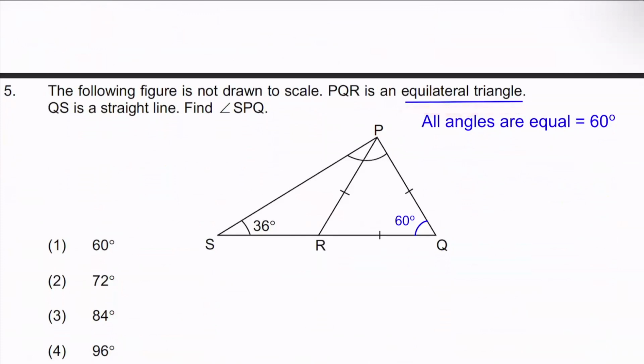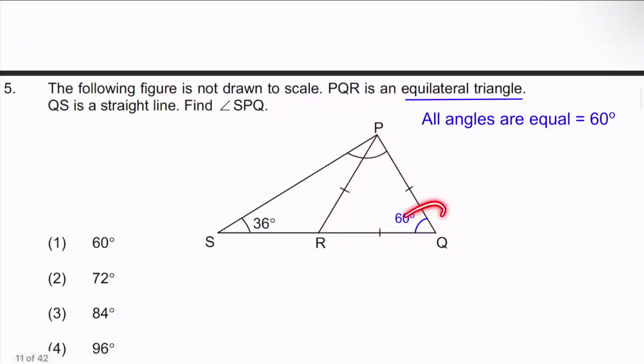Equilateral triangle means that all angles are equal to 60. So this is 60, this is 60, this is 60. Equilateral triangle also means that all of the lengths of the triangle are equal. Okay, so now that you know that this angle here is 60 and this angle here is 36, can you find SPQ?